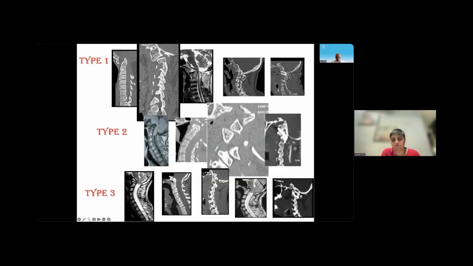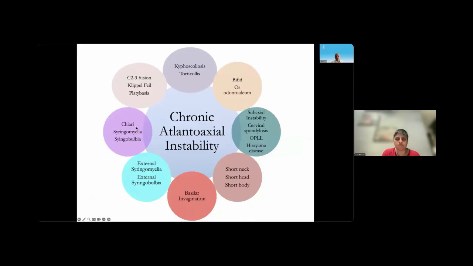Similarly, there is no atlantodental interval disturbance in this, but there is Chiari, there is syringomyelia, there is assimilation of atlas and platybasia and things like that. All these things indicate unstable spine, C1, C2, stabilization is the treatment. So this is the concept. So when there is no atlantodental interval disturbance, I call it chronic instability. I call it central instability. So type 2 and type 3 are central or axial instability.